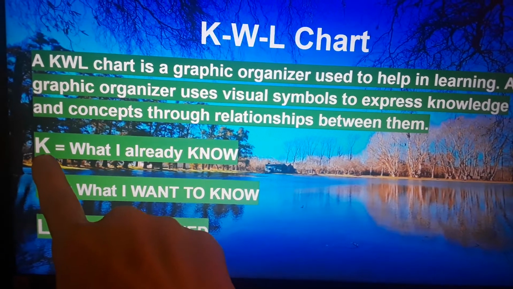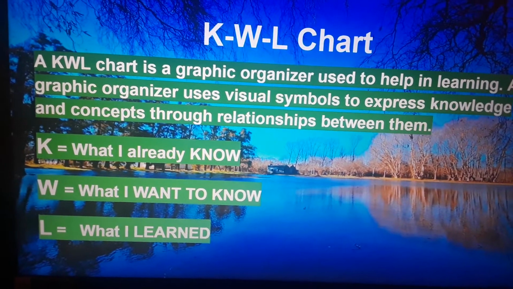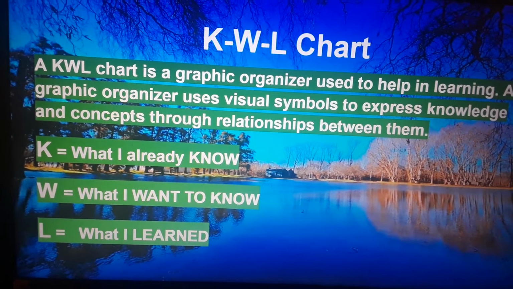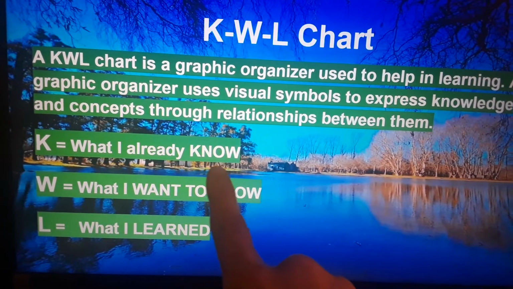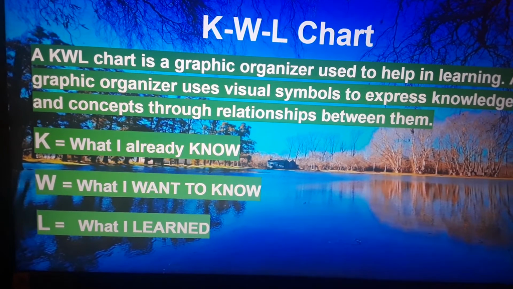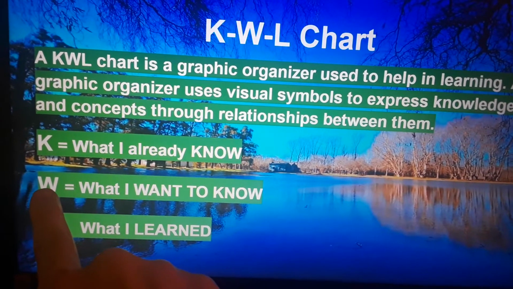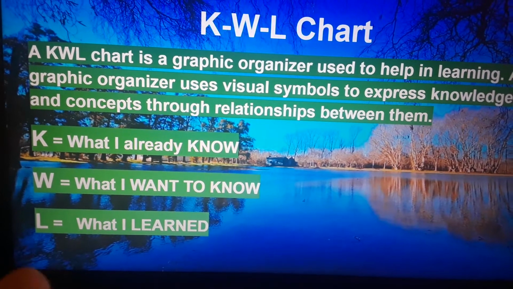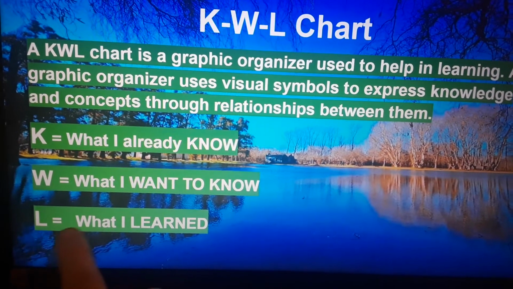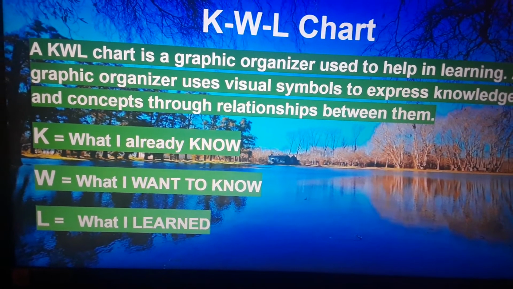Here is the K. It symbolizes what I already know. W, what I want to know. L, what I learned.